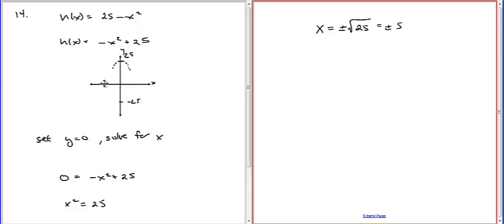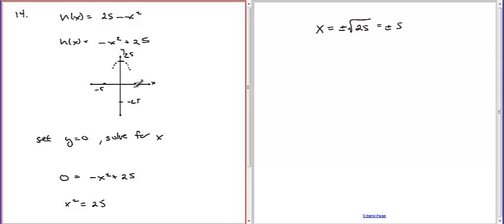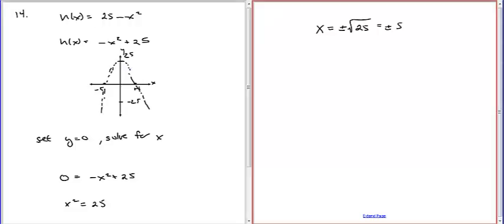So those are the two x-intercepts. I'm using a slightly different scale on the x-axis. This would be minus 5. This would be plus 5. So it's going to come down here, and it's going to intersect the x-axis at that point, and at that point. So that's my sketch.